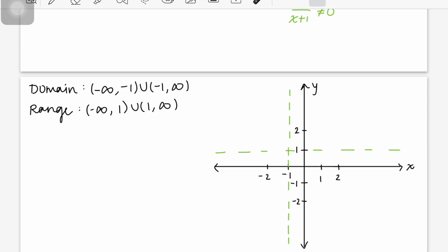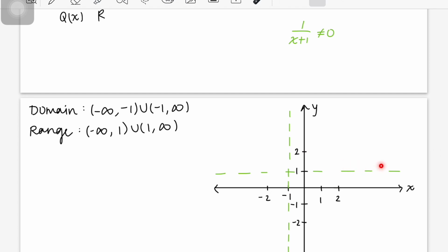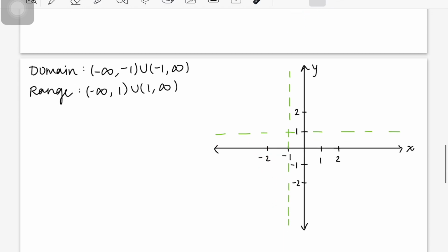Based off of our behavior of our reciprocal function here, we know our graph is going to look something like this and something like this over here. So this indicates that our graph is going to intersect the y-axis and intersect the x-axis at these points, or somewhere along these points. So what we'll do is try to find exactly what those points are.